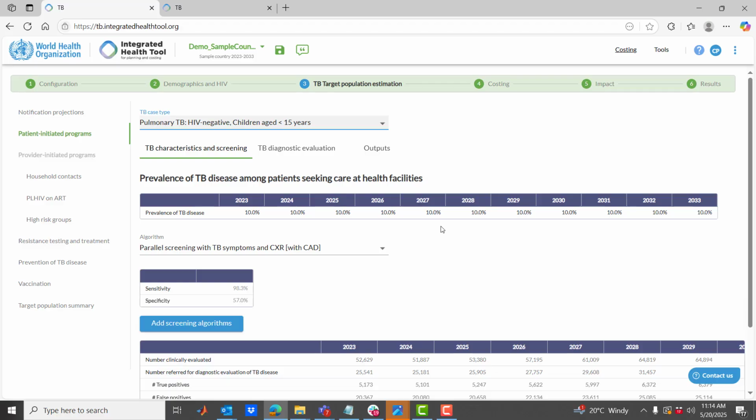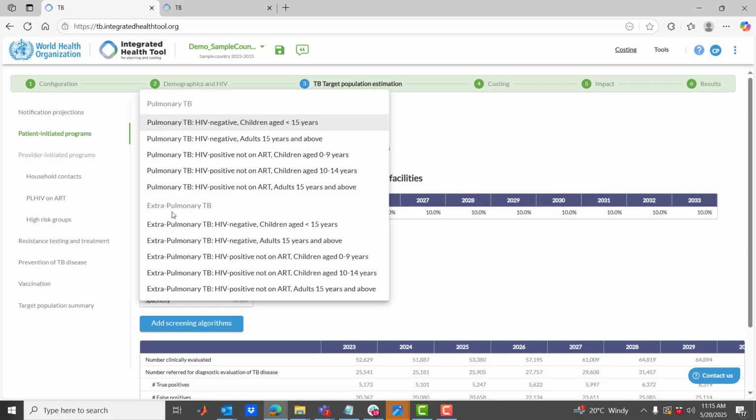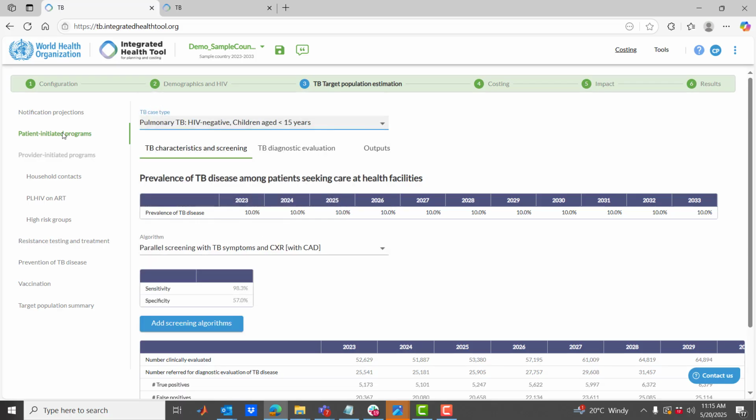Noting that, 1. We use an identical group structure for pulmonary and extrapulmonary TB. 2. Only PLHIV not on ART is handled in patient-initiated programs. PLHIV on ART are represented only in provider-initiated programs. And 3. All extrapulmonary TB patients are handled in patient-initiated programs. Let us review the inputs required to configure the pulmonary TB, HIV-negative, children aged 0 to 14 years population group. The other groups work the same way.